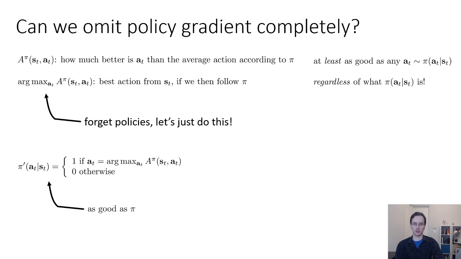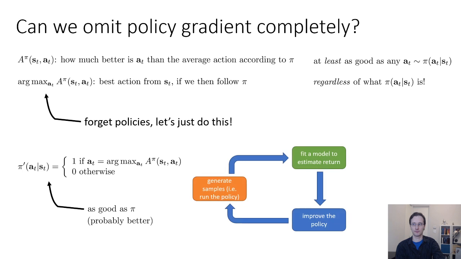Each time we create this implicit pi prime, we know that it is at least as good as pi, and in most cases, better. So we still have an algorithm with the usual 3 boxes, where in the orange box we generate samples. In the green box, we fit some kind of value function, either Q pi or V pi, which we will use to estimate the advantage. And in the blue box, instead of taking a gradient descent step on an explicit policy, we construct this implicit policy as the argmax. So there's no actual learning that happens in the blue box anymore. It's just setting the policy to be this argmax policy.